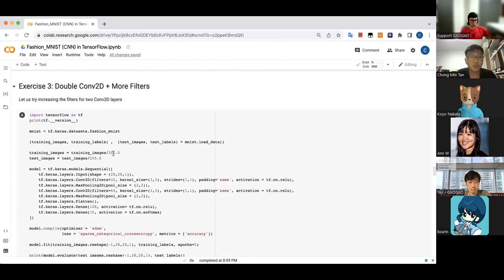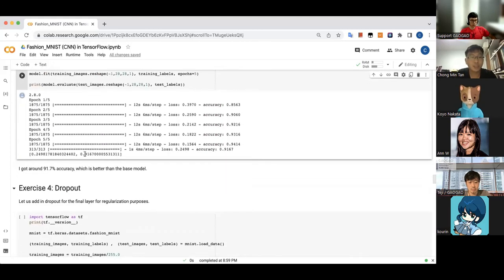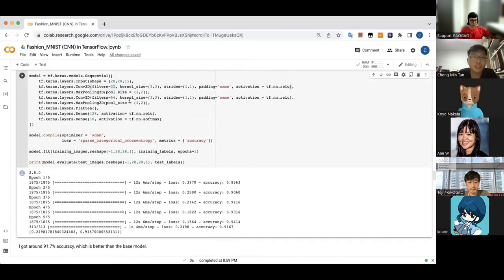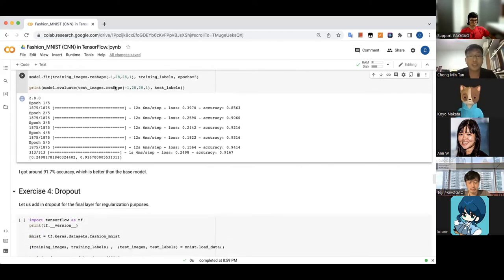Next up, we do a double Conv2D layer with max pooling with increased filters. You can see the output is 91.7, which means that maybe the additional conv layer didn't really help much, but it's mainly the number of filters that help. So I have no hard and fast rule as to what can help, what cannot help. It's more or less experimentation at this stage.